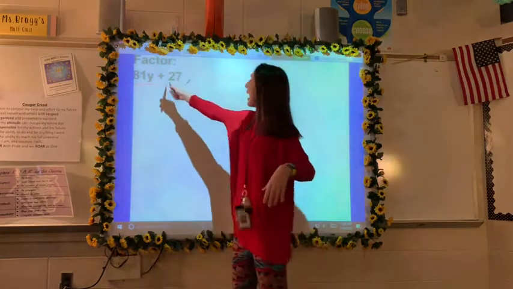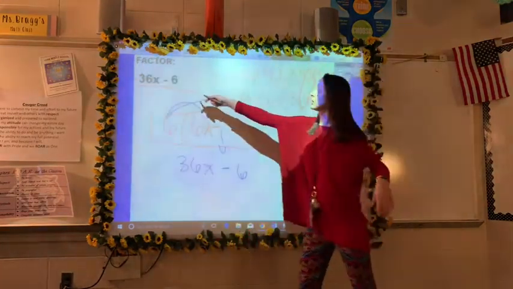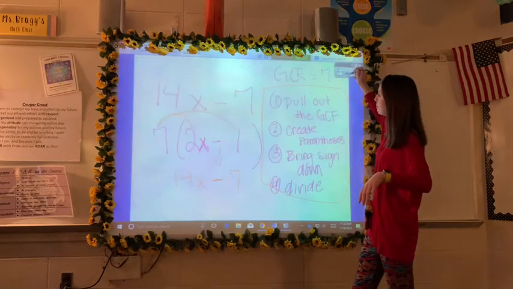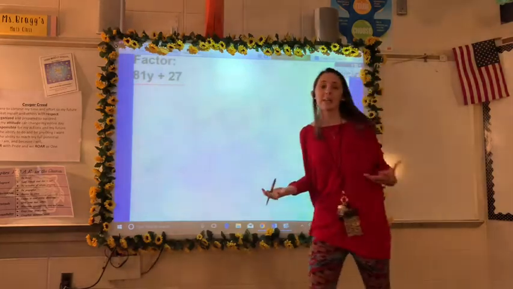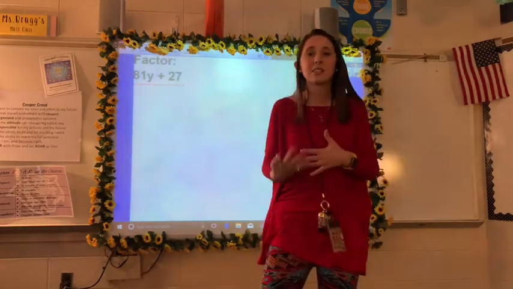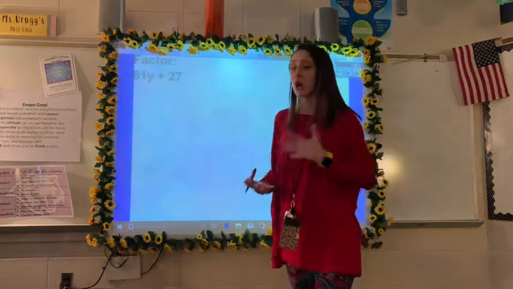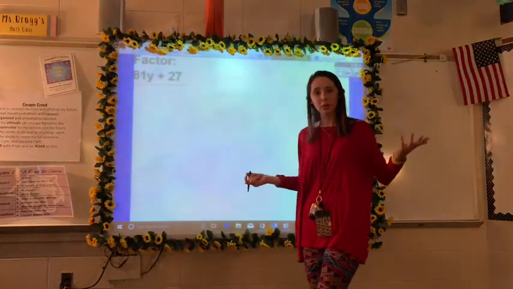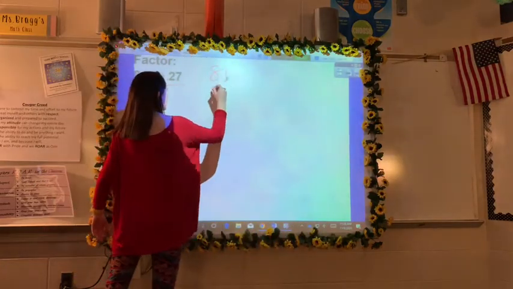And then we're adding instead of subtracting. Remember in the other two, we were subtracting in both of them. This one we're adding, okay? I want to do something different because I want you to be able to see that it works the same way, okay? The process is still that same. So first we want to identify our two numbers. We have 81 and we have 27.